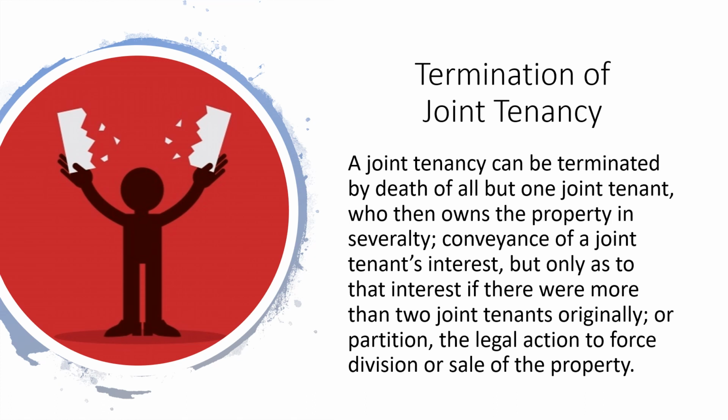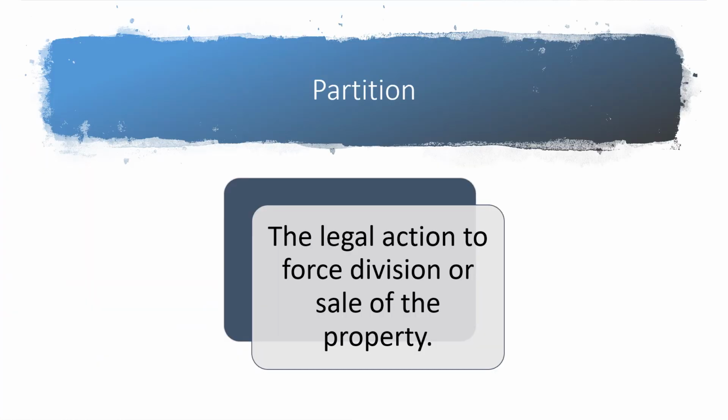Termination of joint tenancy. A joint tenancy can be terminated by death of all but one joint tenant, who then owns the property in severalty. Conveyance of a joint tenant's interest, but only as to the interest if there were more than two joint tenants originally, or partition. That's the legal action to force the division or sale of the property. Partition, again, is the legal action to force the division or sale of the property.